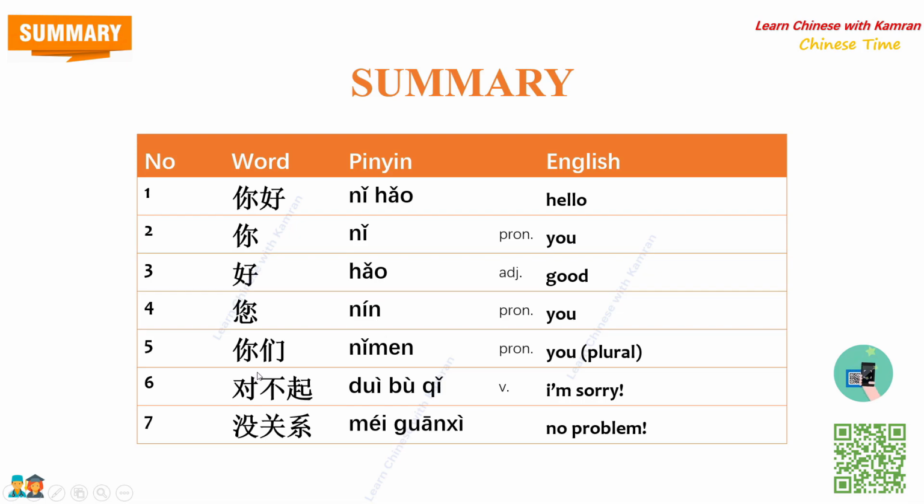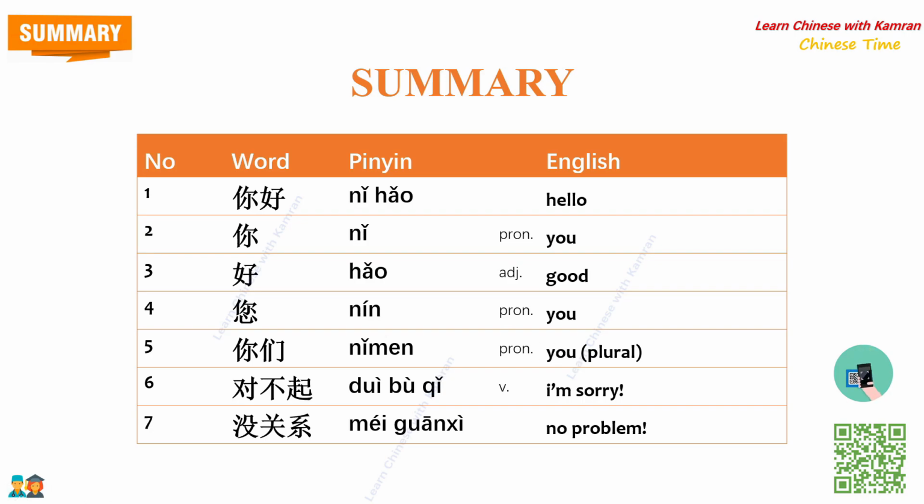The fifth word is nimen. If there is more than one person, you can say nimen hao instead of saying ni hao to each person. You can simply say nimen hao. So nimen is used for more than one person. It means you, but plural.